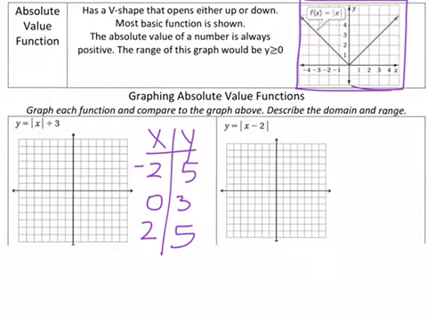So I go to -2 and up 5. I go to 0, 3, and then 2, +5. And you guys can see that's how that V begins and ends. Go ahead and do the next one on your own and check back with your answer.